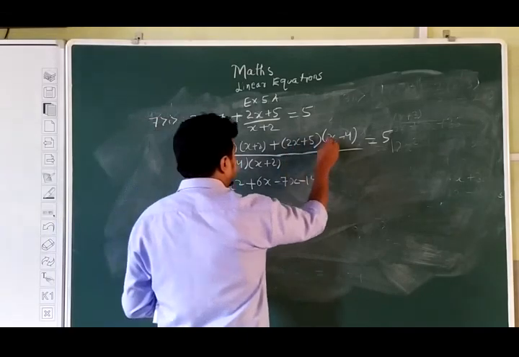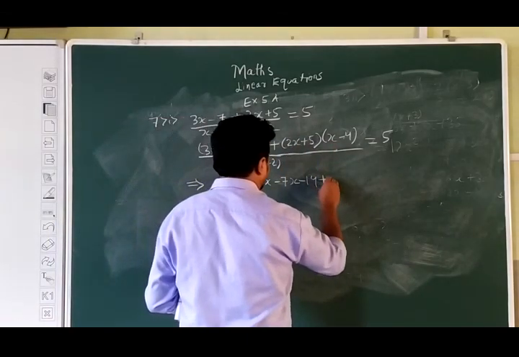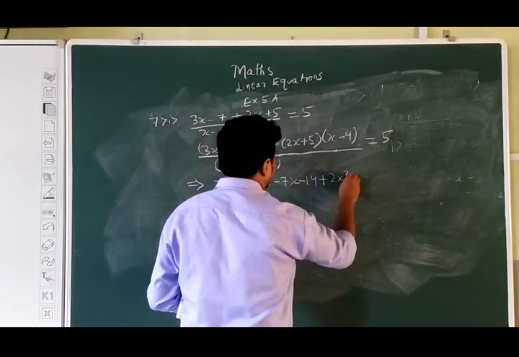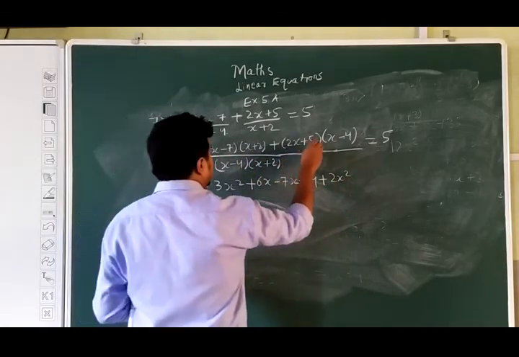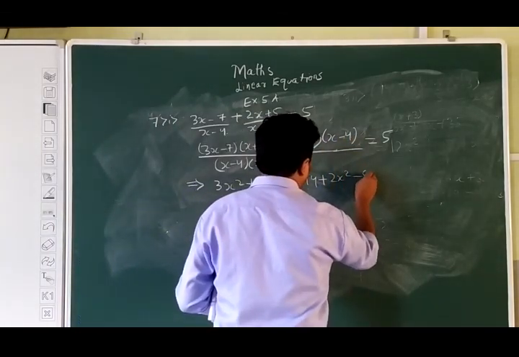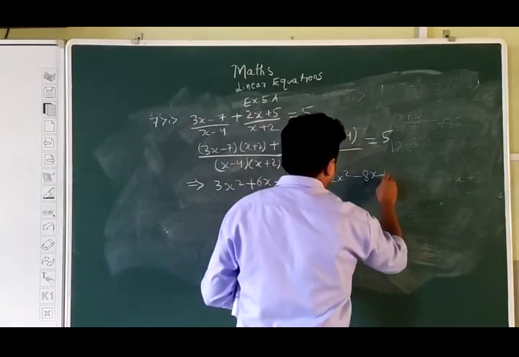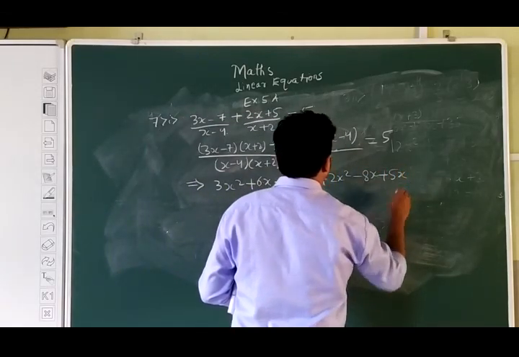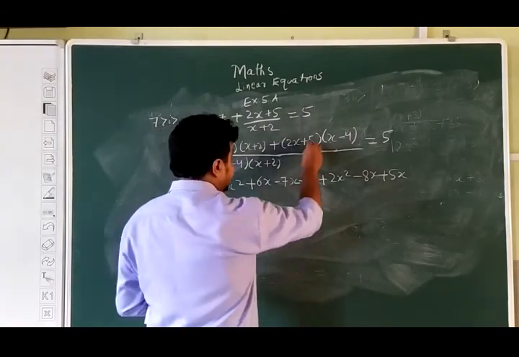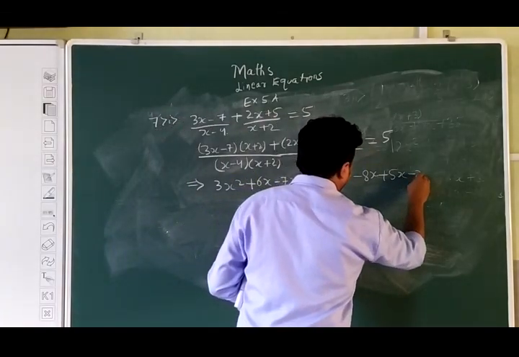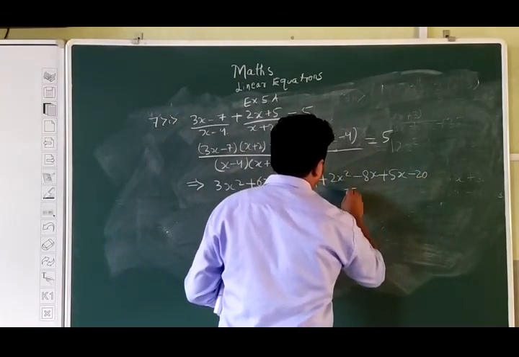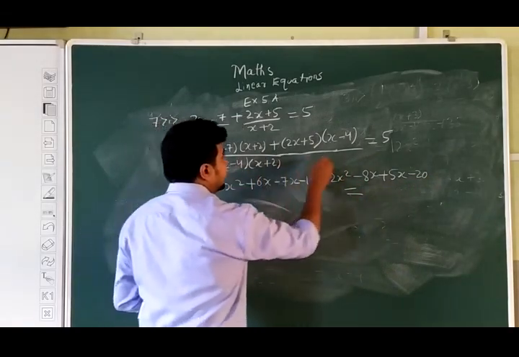2x into x is 2x square. 2x into minus 4 is minus 8x. 5 into x is 5x. 5 into minus 4 is minus 20. Equal to, this whole term will be multiplied with 5.